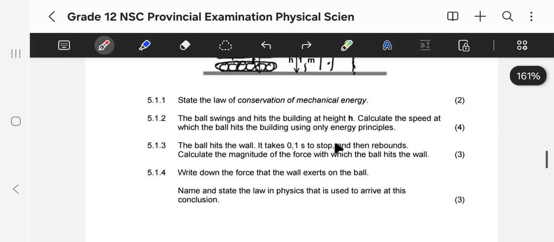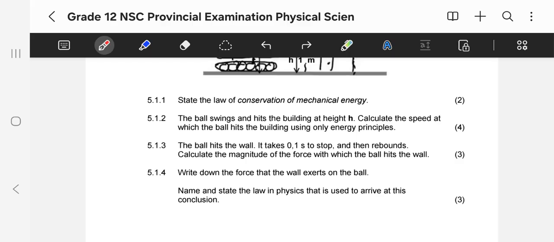the first question we have is to state the law of conservation of mechanical energy. This is grade 10 work, guys. The way in which we state the law of conservation of mechanical energy is to say, in an isolated system, the total mechanical energy is conserved or remains the same. In an isolated system, the total mechanical energy is conserved or remains the same. That's how you state it. You can say it's constant or it remains the same.